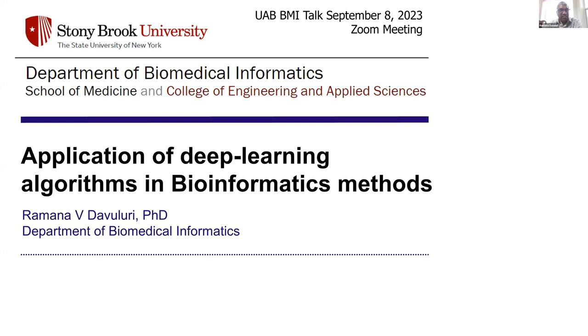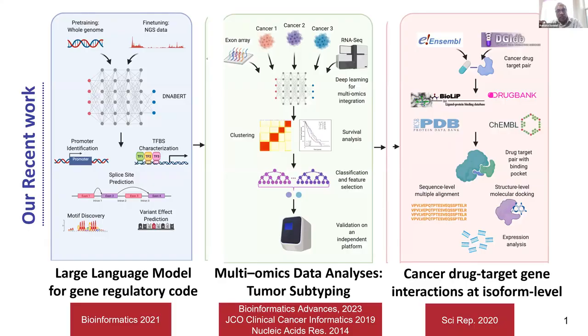Today I'm going to talk about some recent methods our group has developed. Some of it was developed by my students at Chicago, and we're continuing those after moving to Stony Brook. Our lab mainly works at the interface of gene regulation, developing informatic methods to study gene expression and gene regulation at a gene isoform level. Recently, we have developed a large language model for understanding gene regulatory code. Depending on the time, I will be talking mostly about this.